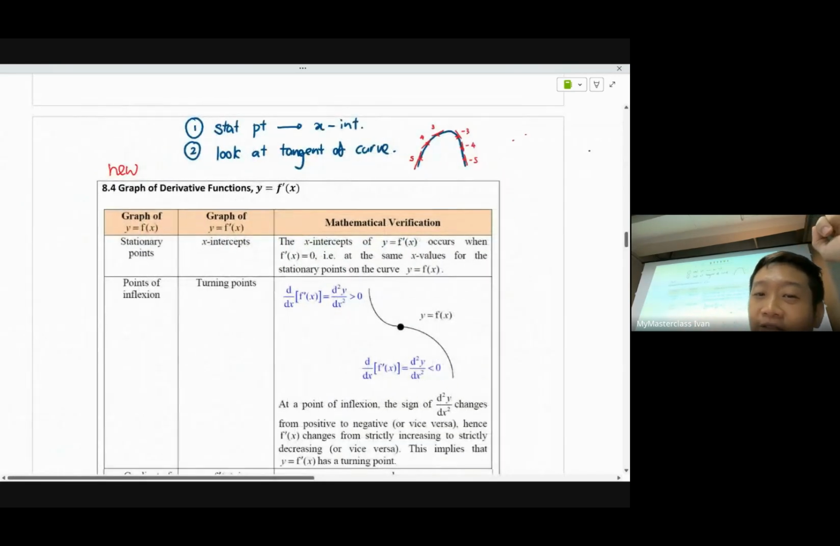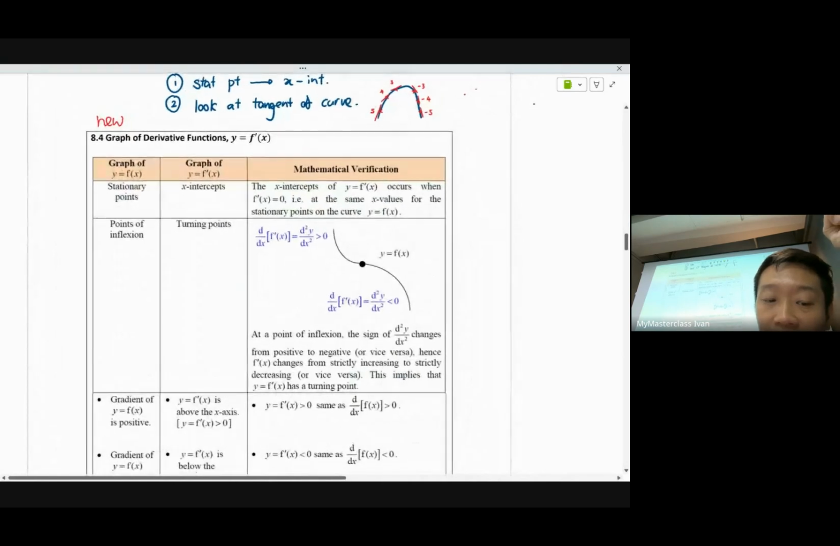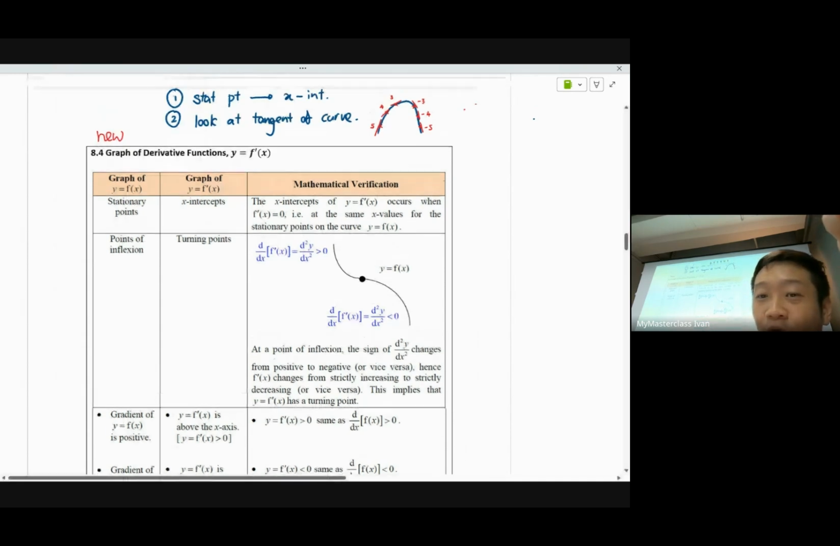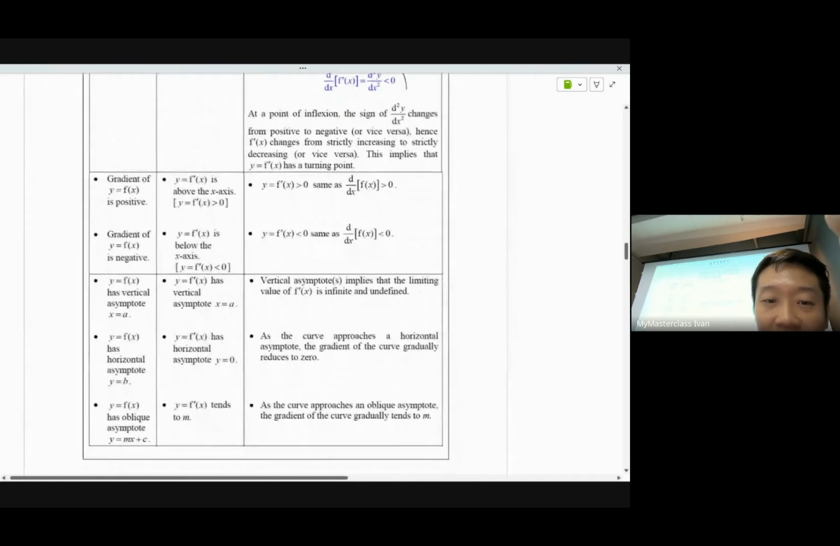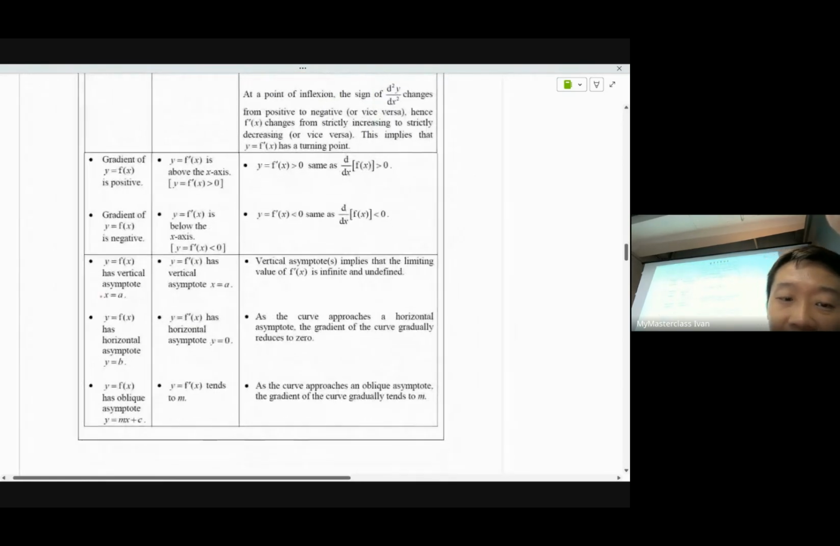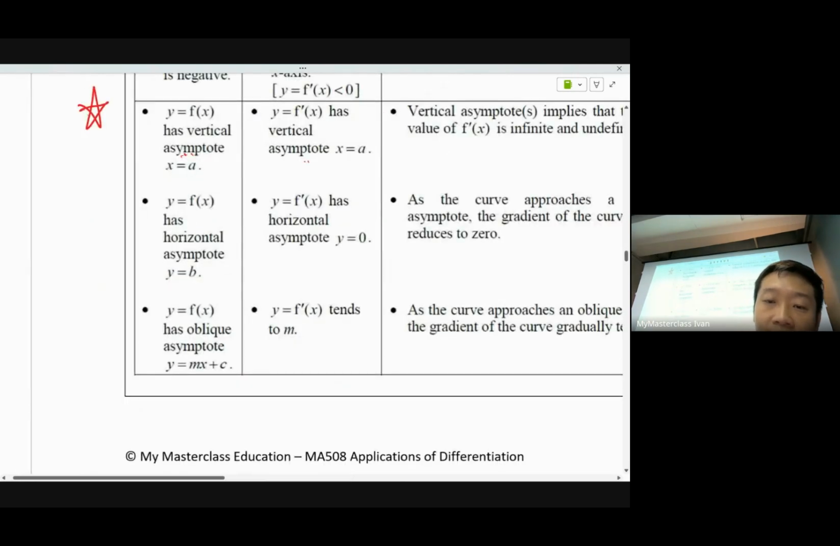Okay? So first, stationary point will become x-intercept. Then next, look at the tangent of the curve. The point of inflection will become the turning point. Later when we do it, you don't need to memorize. If you know how to do these first two, then it's okay already. And actually there's a third step: vertical asymptote still becomes vertical asymptote. Put the star down here.